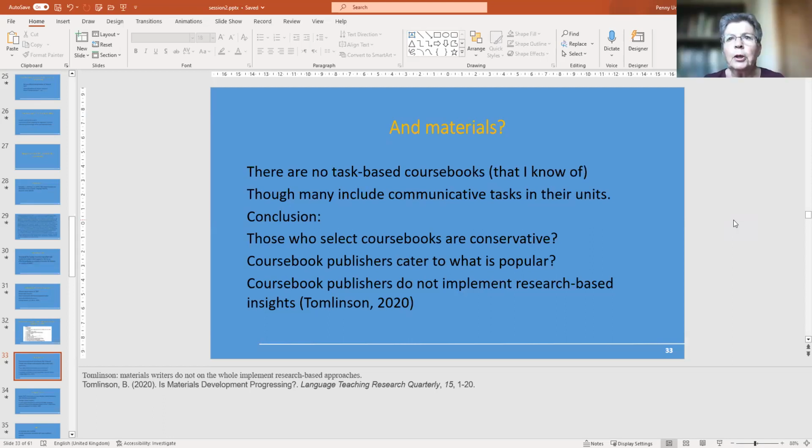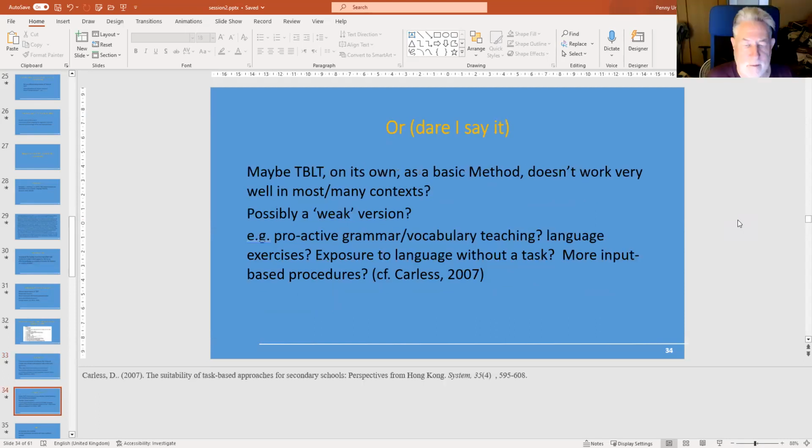Thanks, Emma. Many include communicative tasks. There's a lot more communicative tasks within conventional textbooks than there used to be. And Tomlinson also says this. He says in the 2020 summary, coursebook publishers do not implement research-based insights. He even goes so far as to say that, I'll come on to this later, that coursebooks tend to be based on PPP. Or dare I say it, doesn't work very well in many contexts.